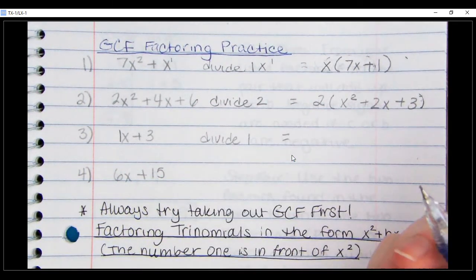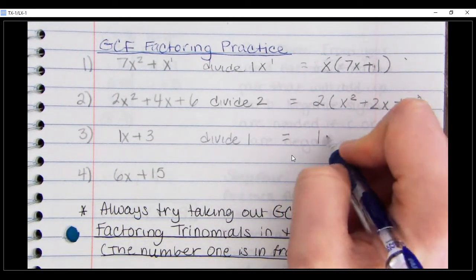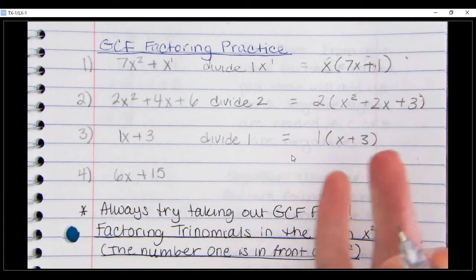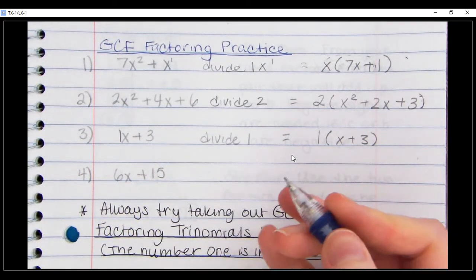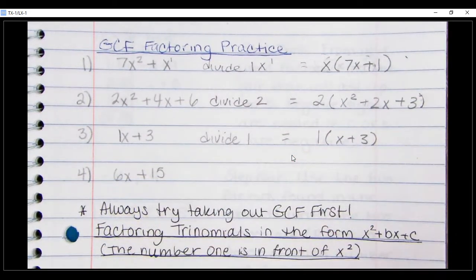I can't divide by an x because that 3 doesn't have an x. So that's my answer. I have a 1 in front and x plus 3. So just because it doesn't look like anything can be divided out of it, it actually can't. 1 is definitely a solution for that.